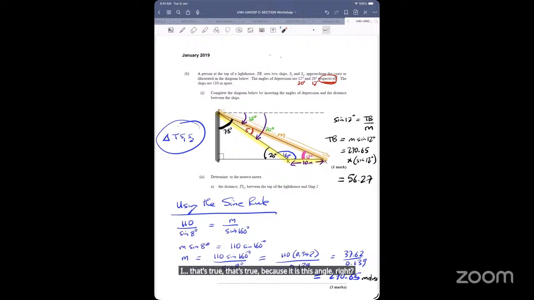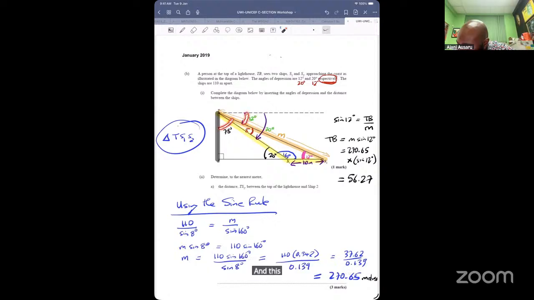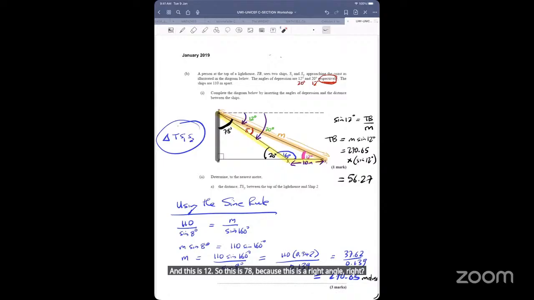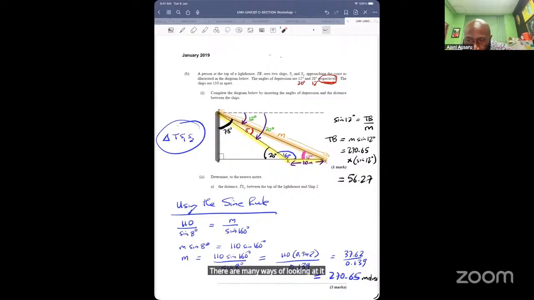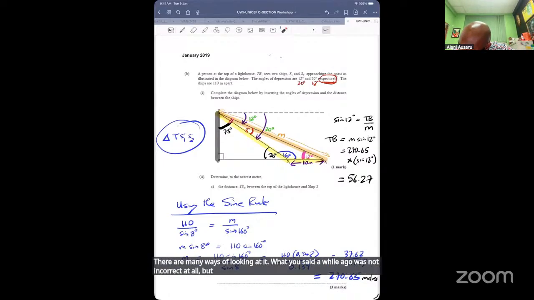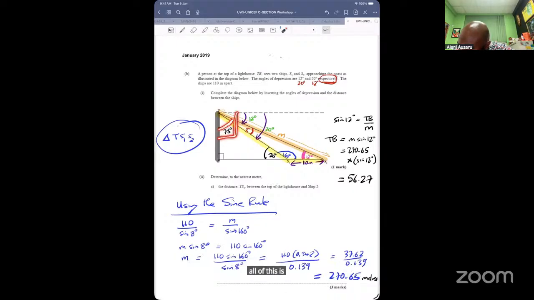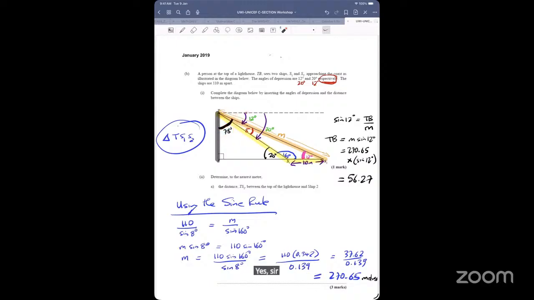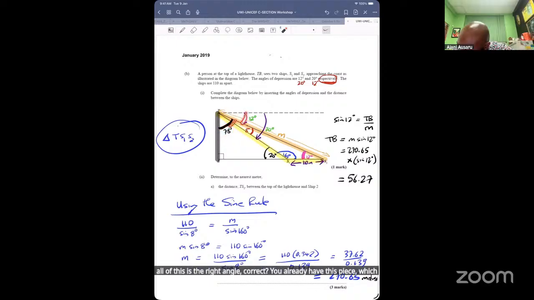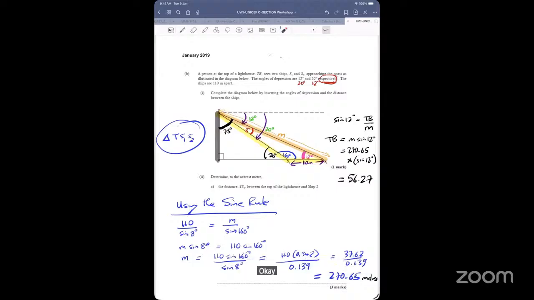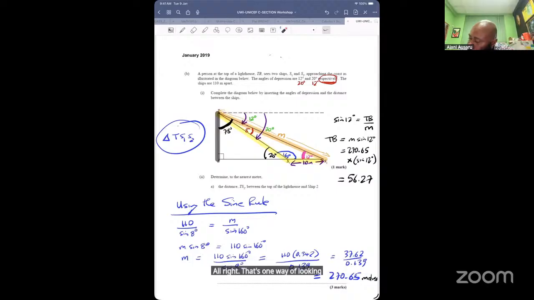Yes, sir. Notice what I did from here to here. And this is 12. So this is 78 because this is a right angle, right? Oh, yes, sir. There are many ways of looking at it. What you said a while ago was not incorrect at all. But easily, all of this is a right angle, correct? You already have this piece, which is 12, so this piece here has to be 78, correct? All right. That's one way of looking at it. Just one way.